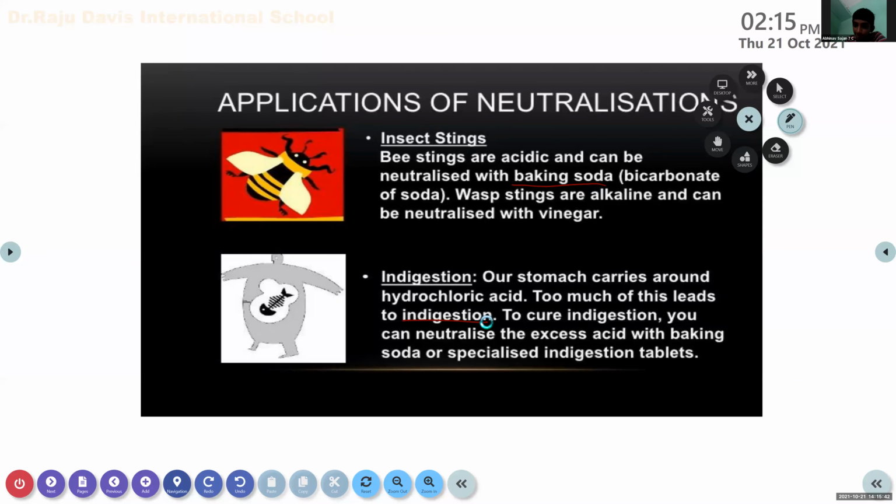Okay. So here we have two applications of neutralization: insect stings and indigestion. Whenever a bee sting occurs, it is acidic in nature, so neutralize it with baking soda. If it is a wasp sting, it is alkaline in nature, so neutralize it with vinegar. Now the second case is indigestion. We know that when an excess amount of hydrochloric acid is produced by the stomach, it causes acidity. So in order to neutralize it, we can take baking soda or indigestion tablets.